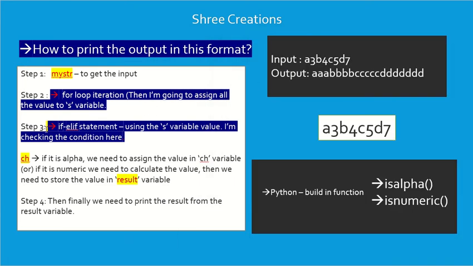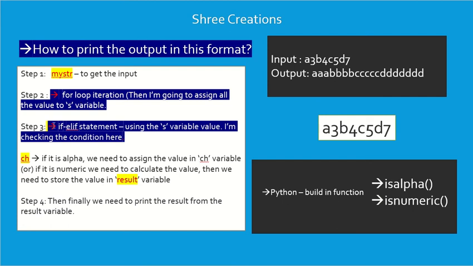Now, in the third step, I used if else if statement. Here, I'm going to check whether in that s value we are having alpha or numeric. If it is alpha, I'm going to assign that character in the character variable. If it is numeric, we need to calculate that value, then store the value in a result variable. This third step we are going to write inside this for loop only.